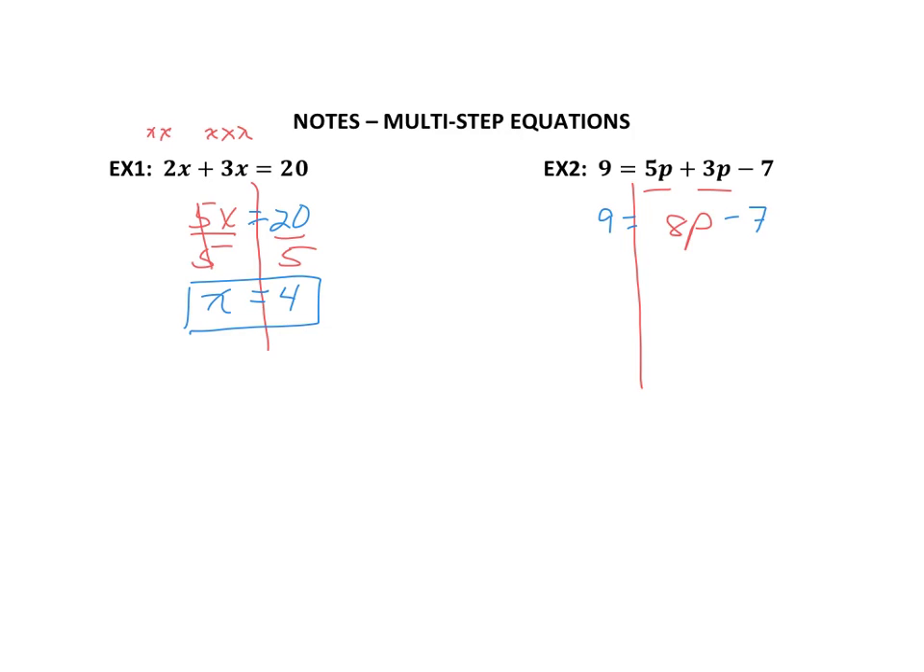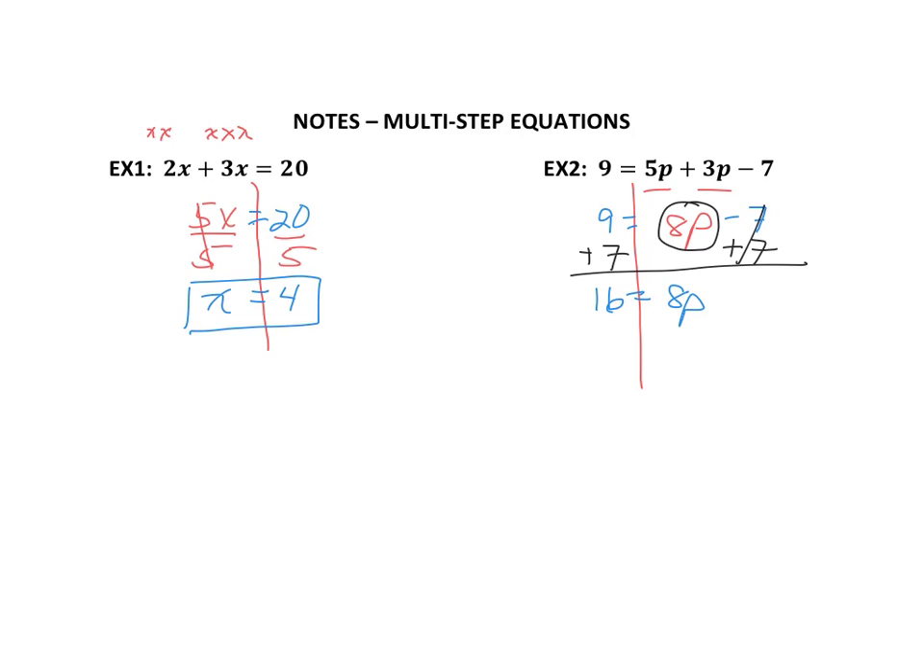And this leaves you with a simple two-step equation. We've got to get this 8p all by itself. It is on one side, but we need to get this by itself, and we need to get rid of a minus 7. So to get rid of this minus 7, the opposite is to add 7. So we're going to add 7 to both sides. The 7's cancel on the right. 9 plus 7 is 16 equals, and then bring down the 8p.